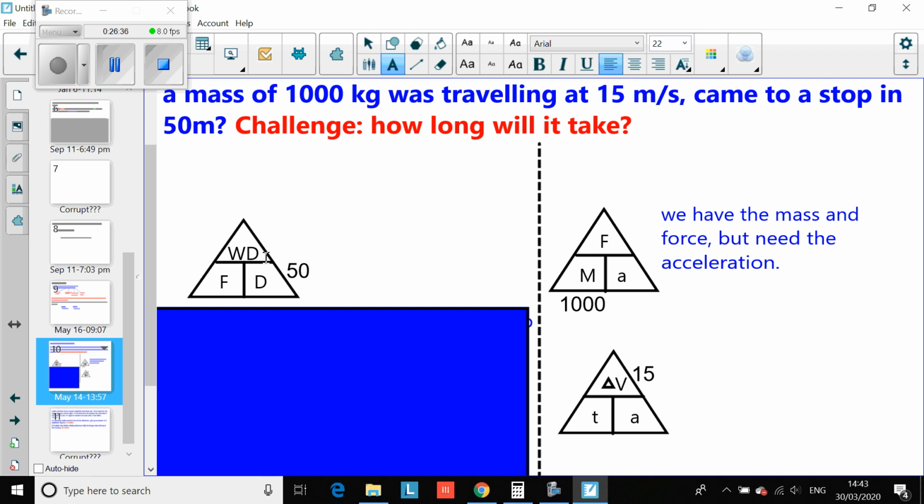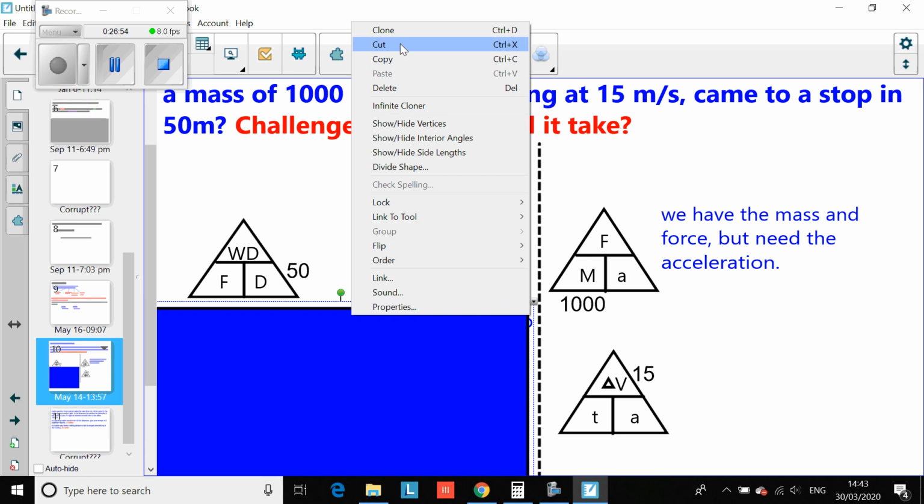Well, work done is the transfer of energy, okay? So let's think about that for a moment. Energy. How do we calculate energy? Is there any other way we can calculate energy? Well, sports fans, there is. So let's just get rid of this and I will reveal that.